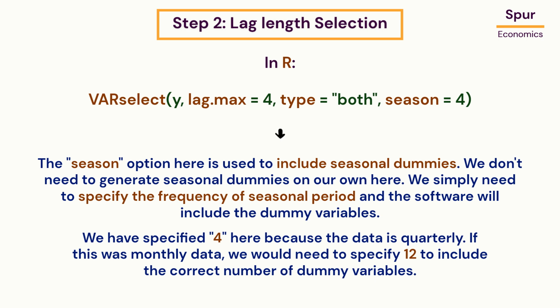We don't need to generate seasonal dummies on our own here. We simply need to specify the frequency of the seasonal period and the software will include the dummy variables. We have specified 4 here because the data is quarterly. If this was monthly data, we would need to specify 12 to include the correct number of dummy variables.